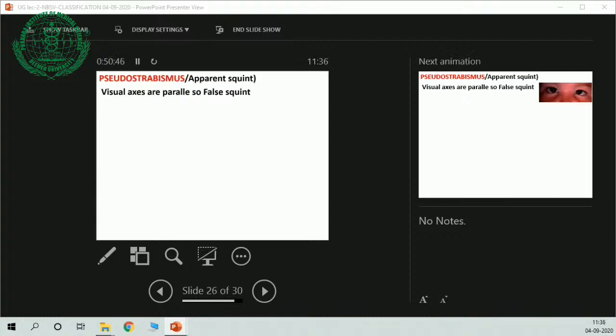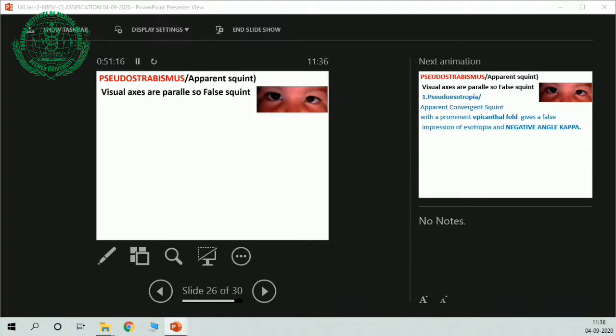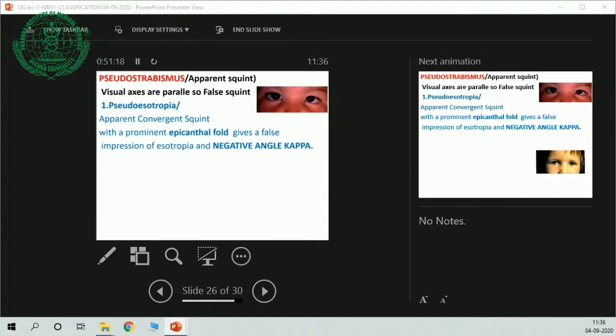Okay. Coming to some funny pictures, I want to show you some, otherwise it will become only a theoretical part. I will just run through all the pictures. Pseudo strabismus is also called apparent squint. Here there is no true strabismus. What is pseudo? The visual axes are parallel, there is no defect in the parallelism of the two eyes. However, the epicanthal fold is prominent, and it is giving the false sensation that the patient is having pseudotropia.